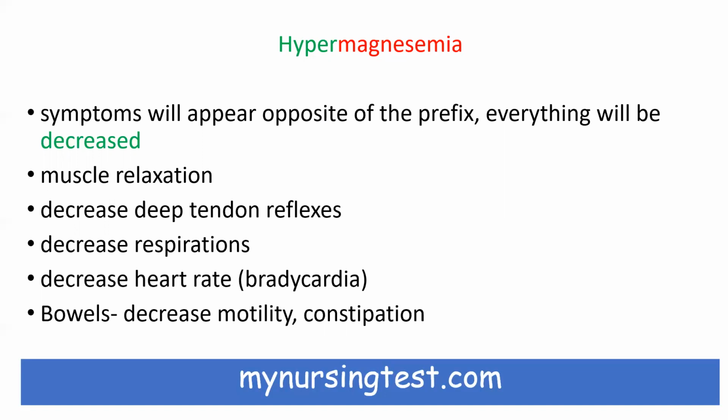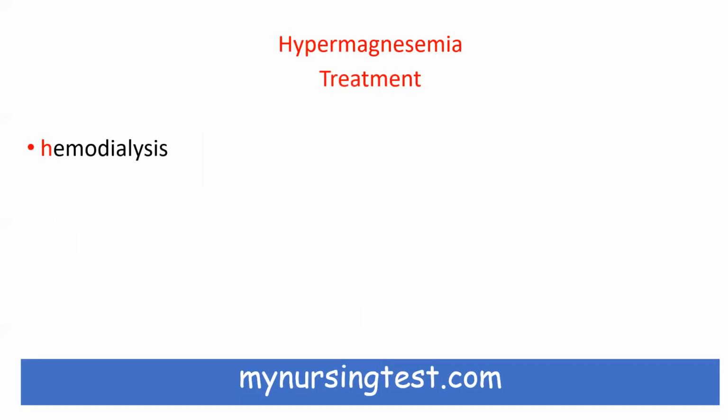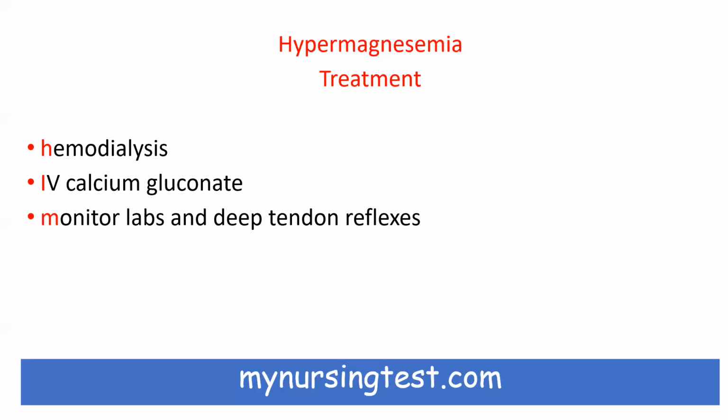So with hypermag, the symptoms are going to be opposite of the prefix. Okay? And if you have too much magnesium, how are we going to treat you? Well, we have another acronym, HEM. We're going to do hemodialysis, or we can give the antidote, which is calcium gluconate. And we're going to have to monitor labs and deep tendon reflexes in the client.